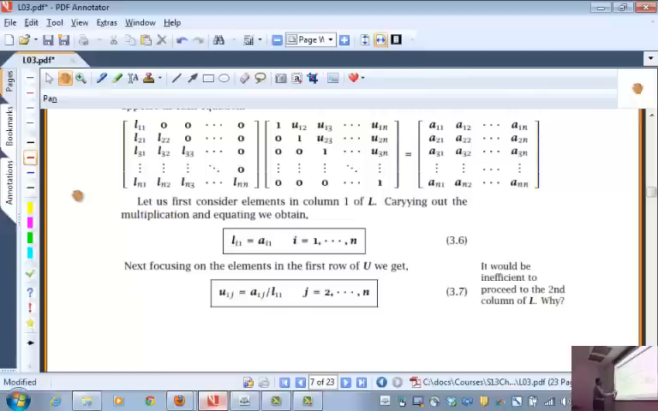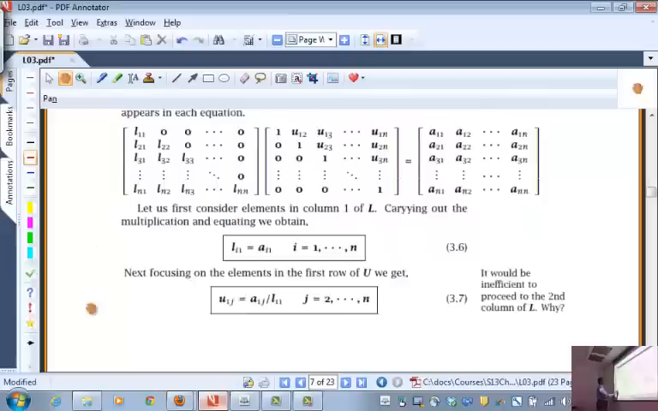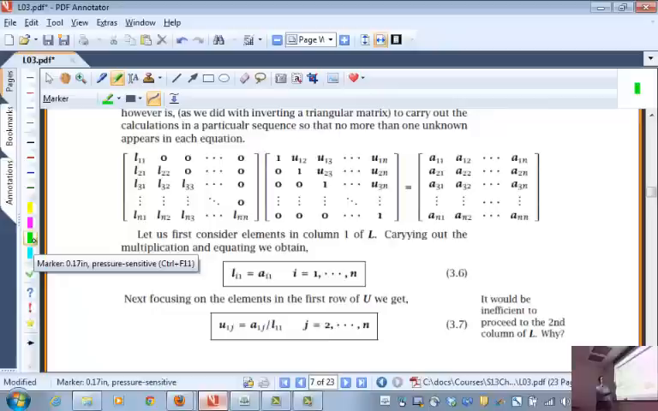So for example, I'm finding all the columns of this. Okay? So it is L11 times 1, everything else is 0, is equal to A11. So L11 is equal to A11. Okay? And go to L21. L21 times 1 plus L22 times 0, everything else is 0. So I have only L21 as the unknown. So L21 is equal to what?